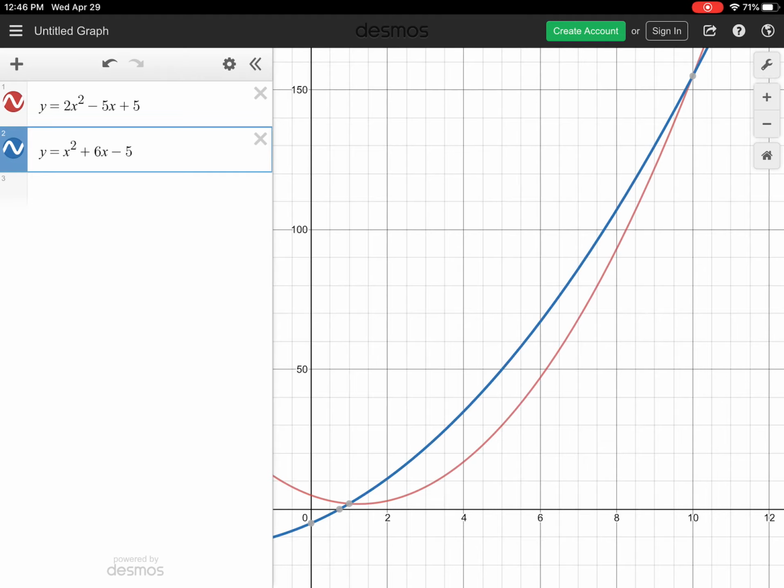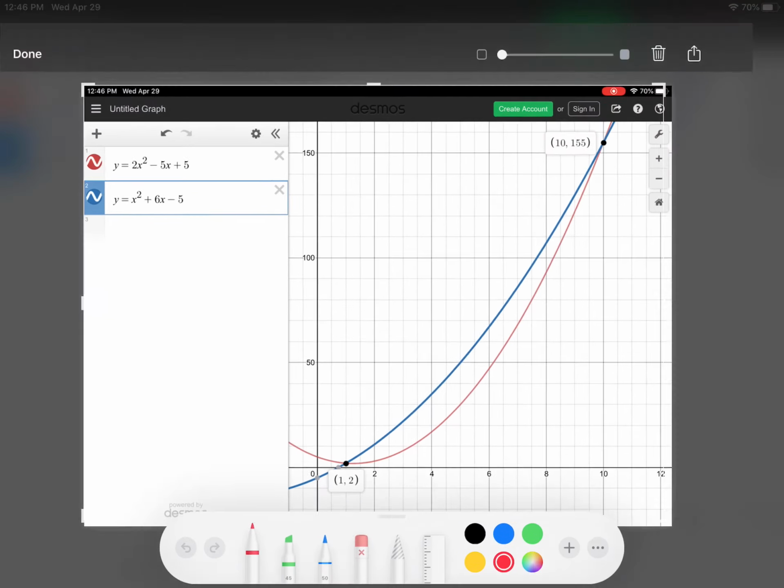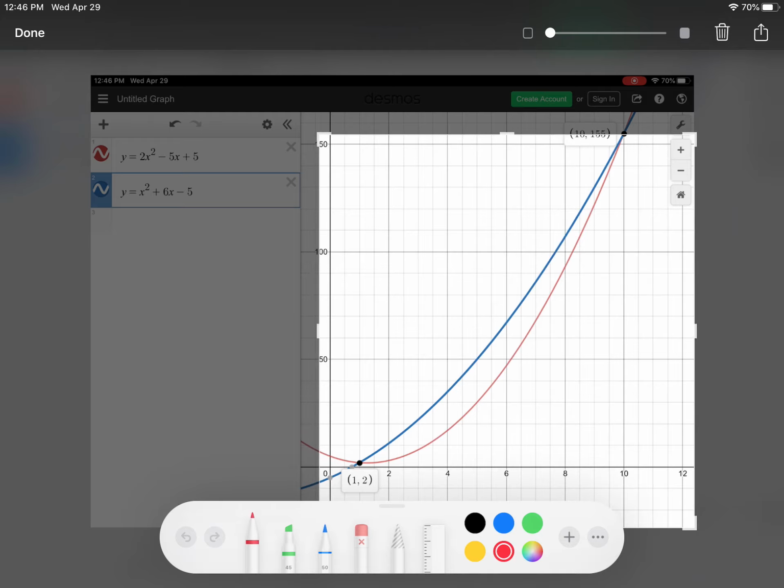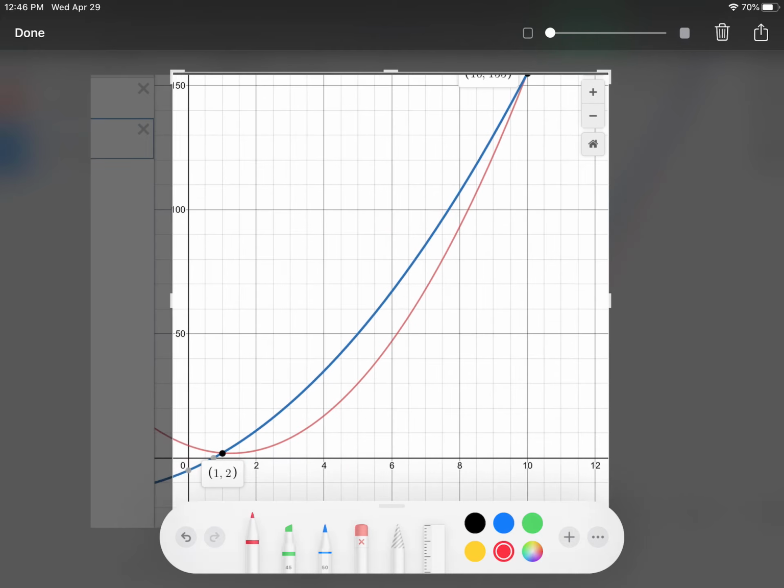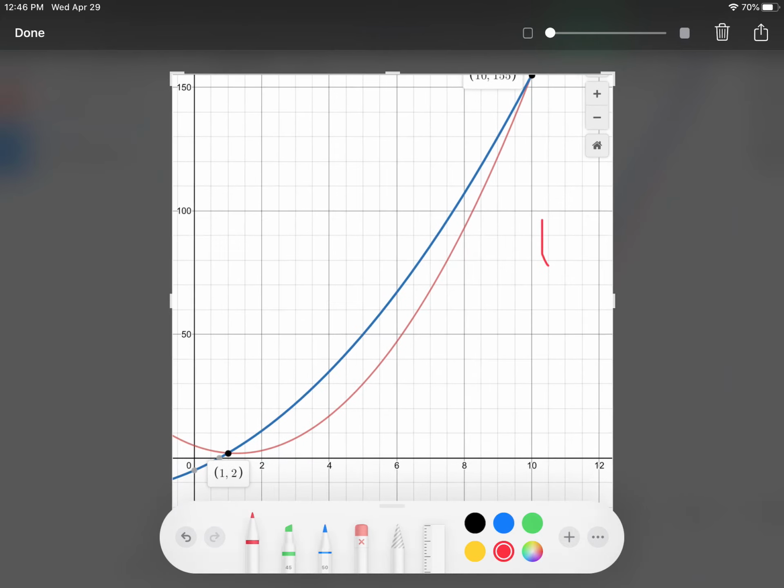Okay. But you know what? That's a good picture, don't you think? This is a good picture. I can see the endpoints are here. The intersections are at 1, 2 and 10, 155. Took a picture. Ready to have this picture on my note.